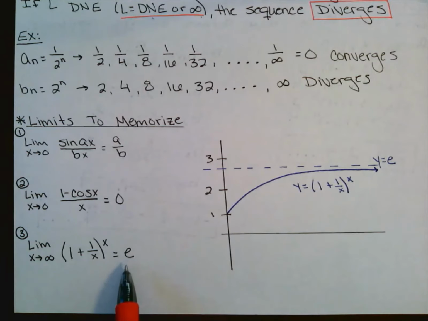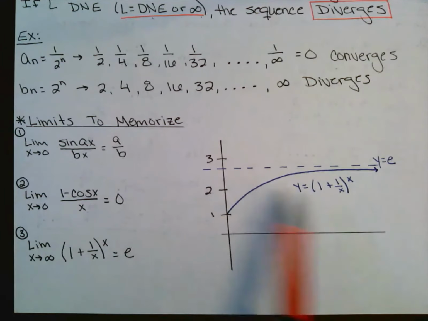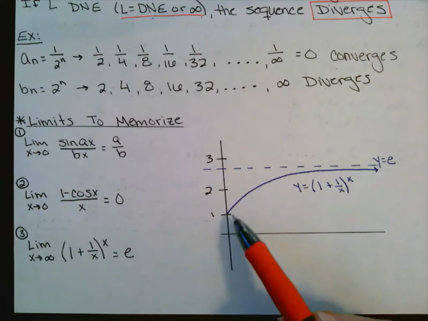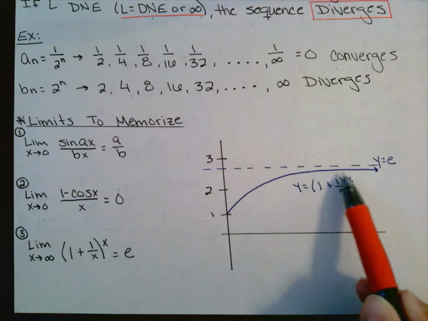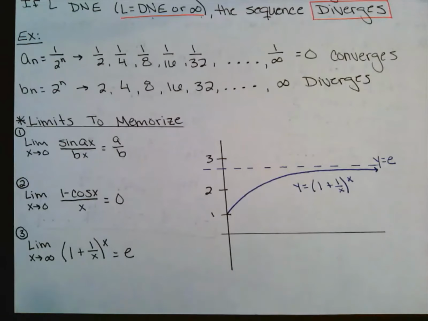Okay, and the reason for that, if you try and do it by hand, you will end up getting stuck. But if you look at the graph, there is an asymptote at e. This function approaches e. So as I go to infinity, I will approach that asymptote. So this is just a quick one to memorize. Anytime you spot this, your answer is e.